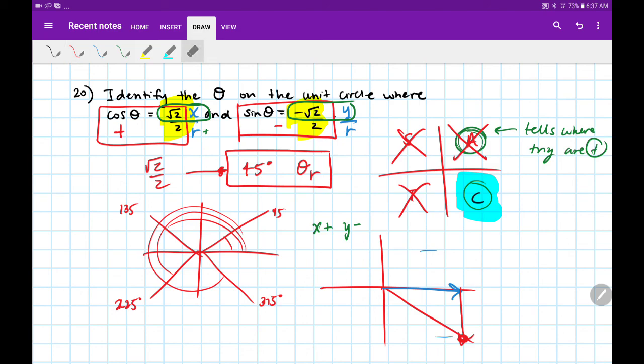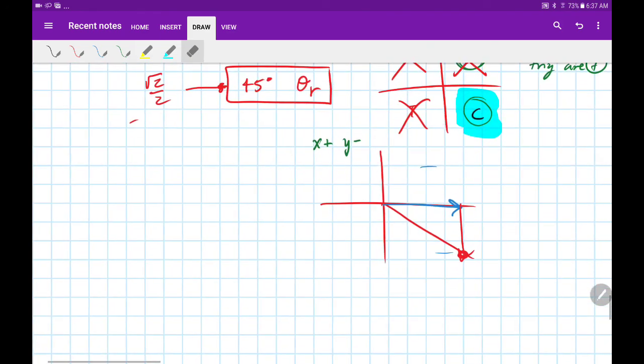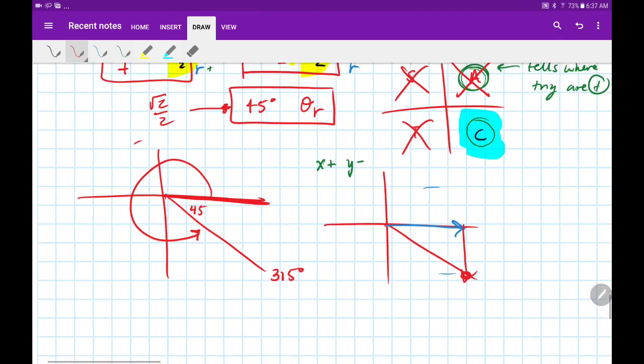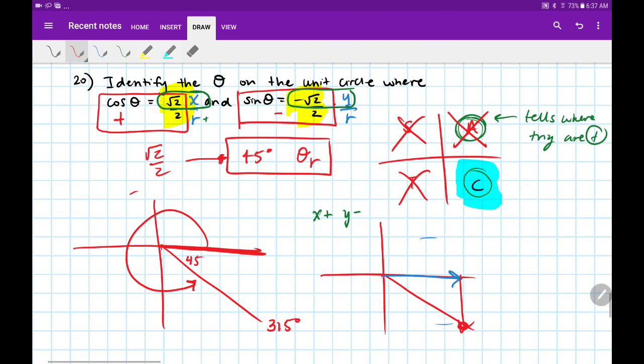So now we can answer the question. We know that we are a 45 degree reference angle in the 4th quadrant. So our angle from 0 degrees is actually 315. The other way to answer this in radians would be 7 pi over 4. And those are your two answer choices.